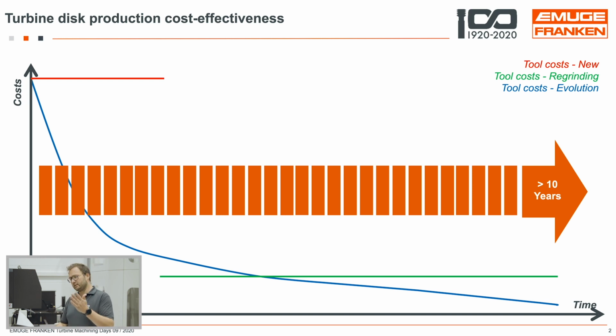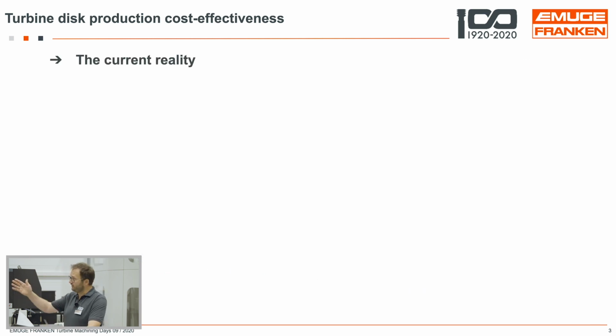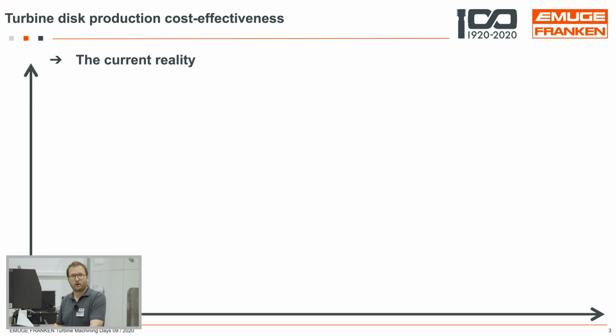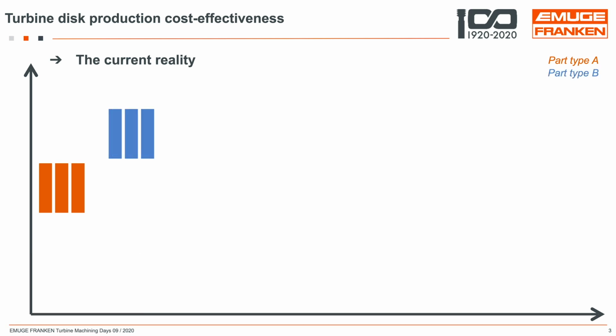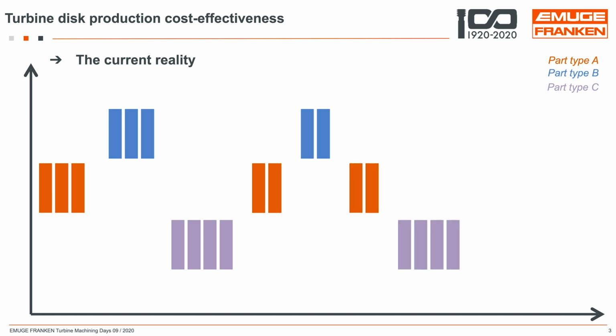But I say, this reality is unfortunately an obsolete reality. Why? I guess you will confirm it now. We have more something that is looking like this. We have the production of 3 parts of type A, and after that part type B is coming, which is rather similar but not the same, which means we need some other tool production, some other units, and some more investments. After part type B, we also have part type C coming on the machine. And then part type A is coming back, and B, and C, and so on.